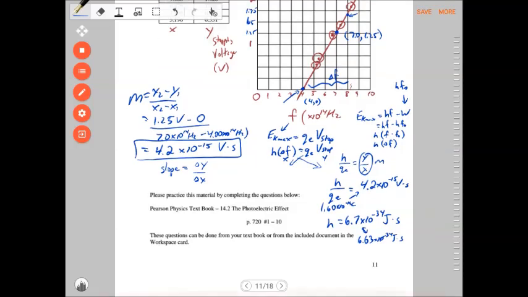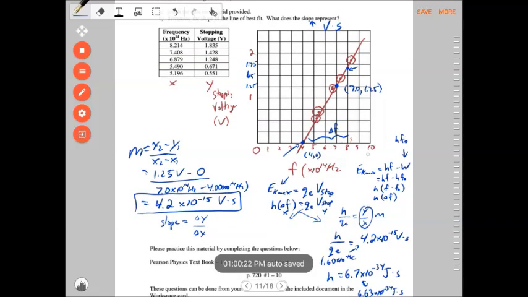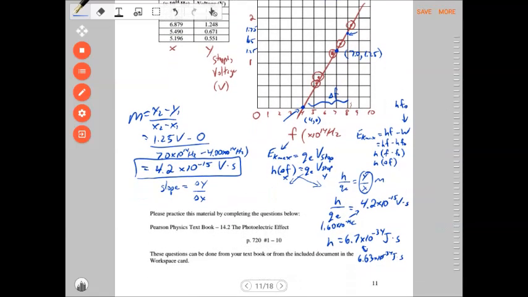So on graphs like this, and you will have them in the assessments, you have to do a little bit of algebra to figure out what that slope represents. You always relate it back to the formulas that you have, and then you can figure out Planck's constant from that. Wow, that was a lot, but believe me, you're more than capable of doing this. This will be great. I want you to practice this stuff.